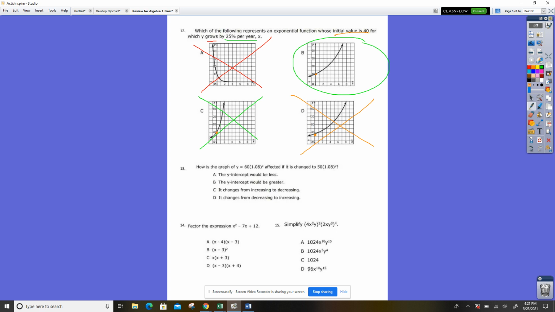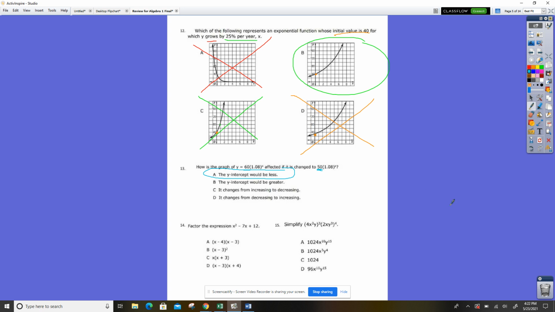Okay. Number 13 says, how is the graph of y equals 60 times 1.08 to the power of x affected if it is changed to 50 times 1.08 to the power of x? Notice the only thing that changed was we went from 60 to 50. So our initial amount, our y-intercept, went down by 10. So we're just going to find the answer choice that says our y-intercept went down, which in this case would be answer choice A.